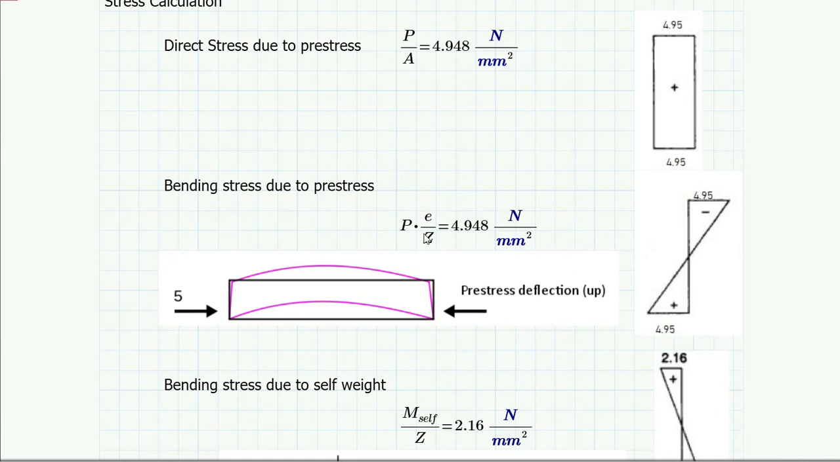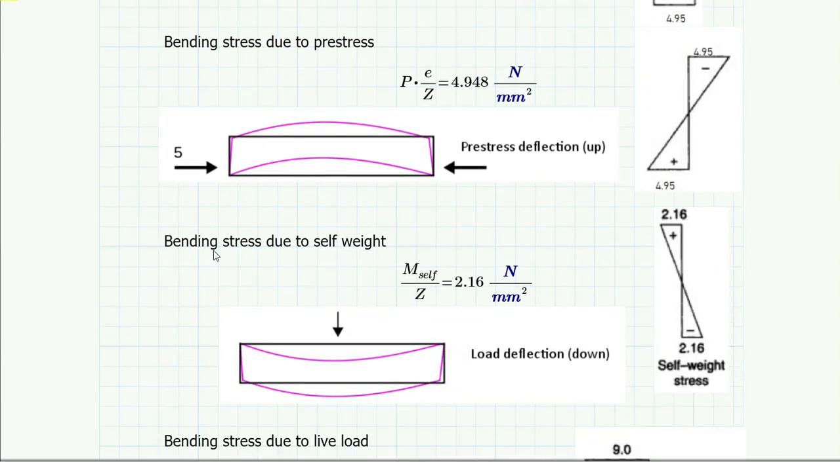Remember one thing, I have only mentioned Z. As the section is rectangular, Zt and Zb, that is the section modulus for the top and for the bottom, are the same, that is why I'm only using Z. If the section is not uniform, suppose it has a different length of flange, in that case the section modulus for the bottom section as well as the top section will be different. In that case you have to find out separately Pe by Zt and Pe by Zb.